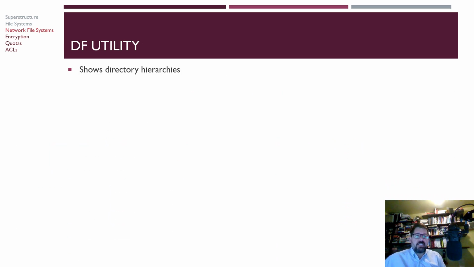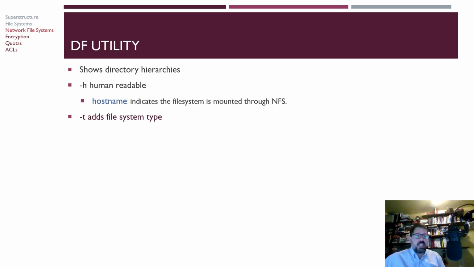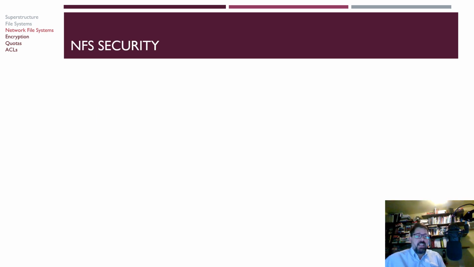So the df utility is how we show directory hierarchies with NFS. -h makes it human readable. The host name indicates the file system is mounted through NFS. And -T adds the file system type.